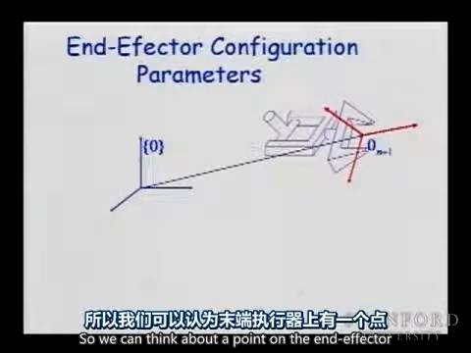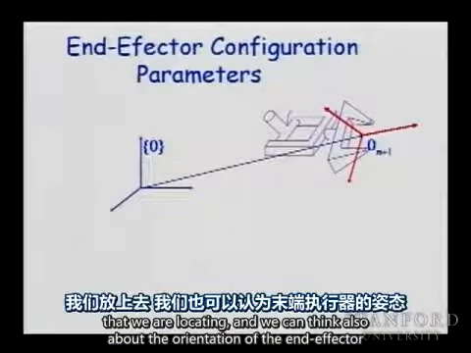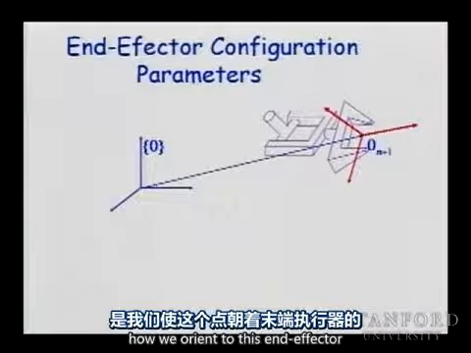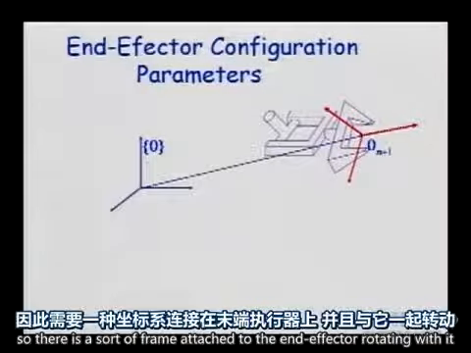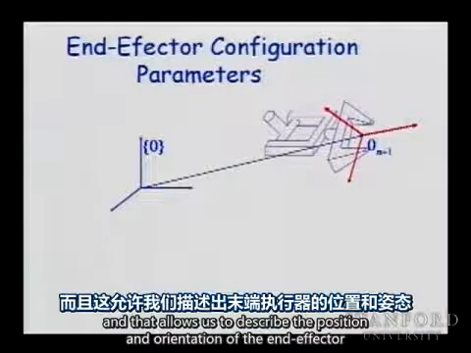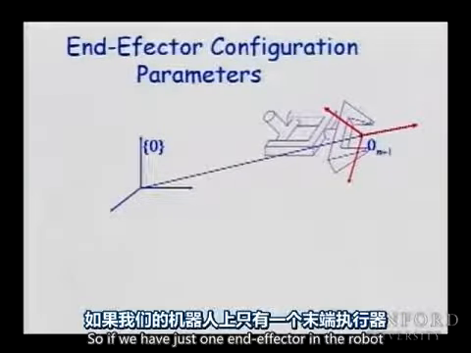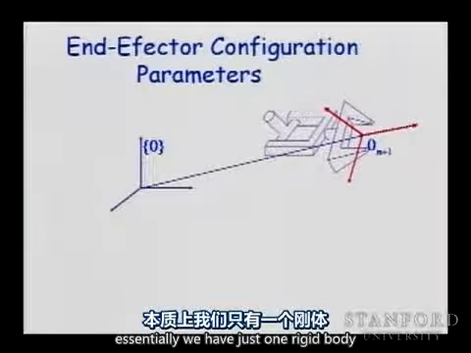So we can think about a point at the end effector that we are locating, and we can think also about the orientation of the end effector, how we orient this end effector. So there is a sort of frame attached to the end effector rotating with it, and that allows us to describe the position and orientation of the end effector.